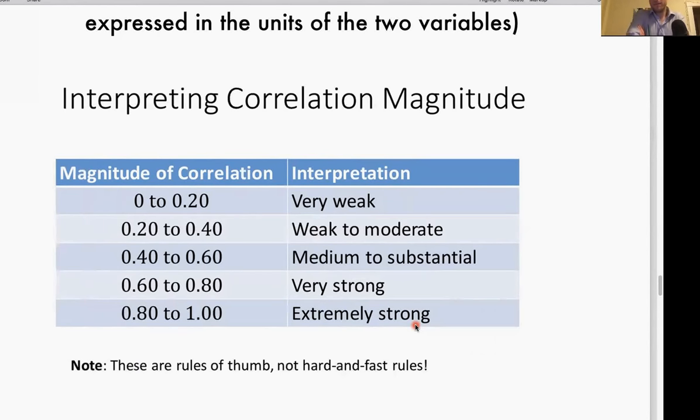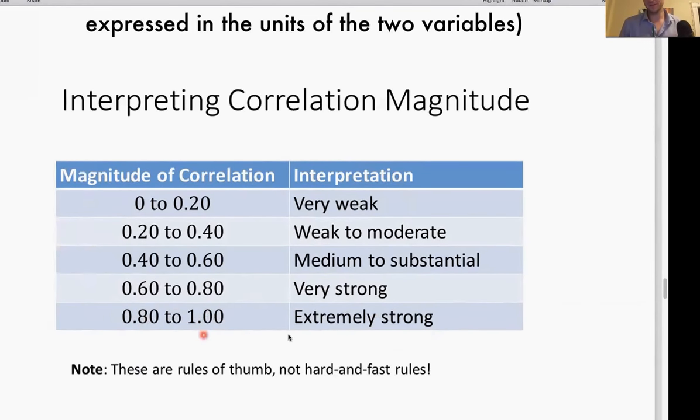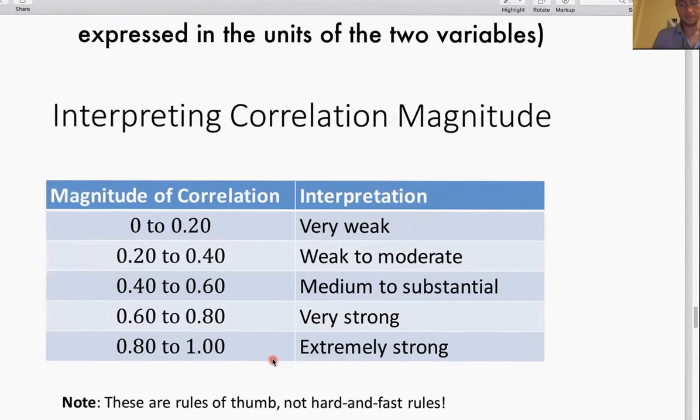These are not hard and fast rules, but there may be some questions that require you to consult this, because it is a matter of interpretation, and it is a matter of context. But this is pretty much in the clear, that a very strong correlation in the social sciences is 0.6 and above. I'm almost always worried about extremely strong correlations, because then I think there's something funky with the data.